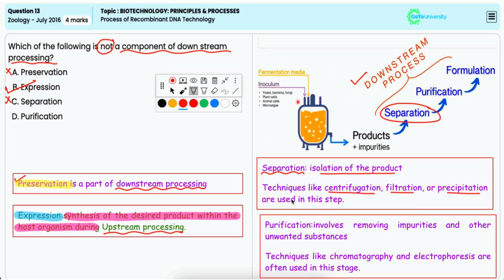Option D, purification. It is also incorrect because it is also a major component of downstream processing. And it involves removing the impurities and other unwanted substances from the desired product. And techniques such as chromatography or electrophoresis are used in this stage.